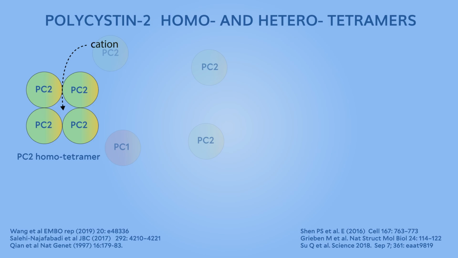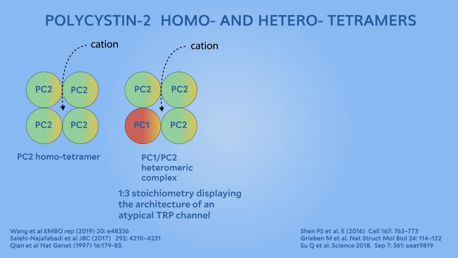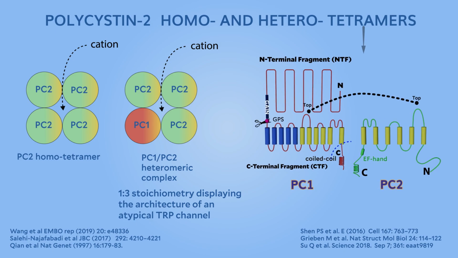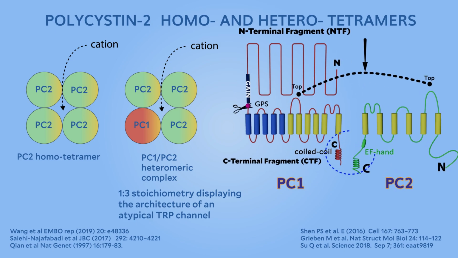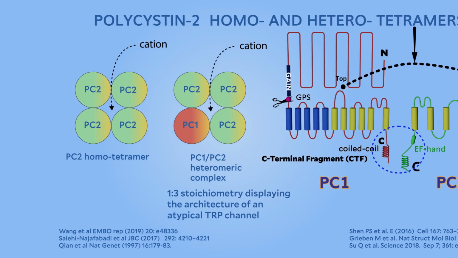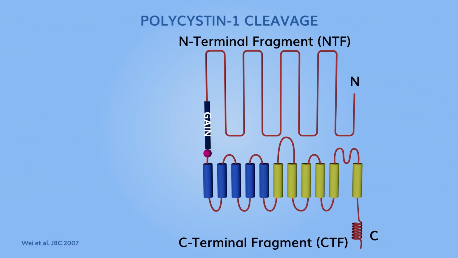Additionally, polycystin-2 can interact with polycystin-1 to form a heteromeric complex with a proposed stoichiometry of 1 polycystin-1 molecule to 3 polycystin-2 molecules. This interaction is thought to occur via coiled domains within their C-termini and between their top domains. Whether this heteromeric complex also has channel activity remains an area of active investigation. Now that we understand the structure of polycystin proteins, let's discuss polycystin-1 cleavage.